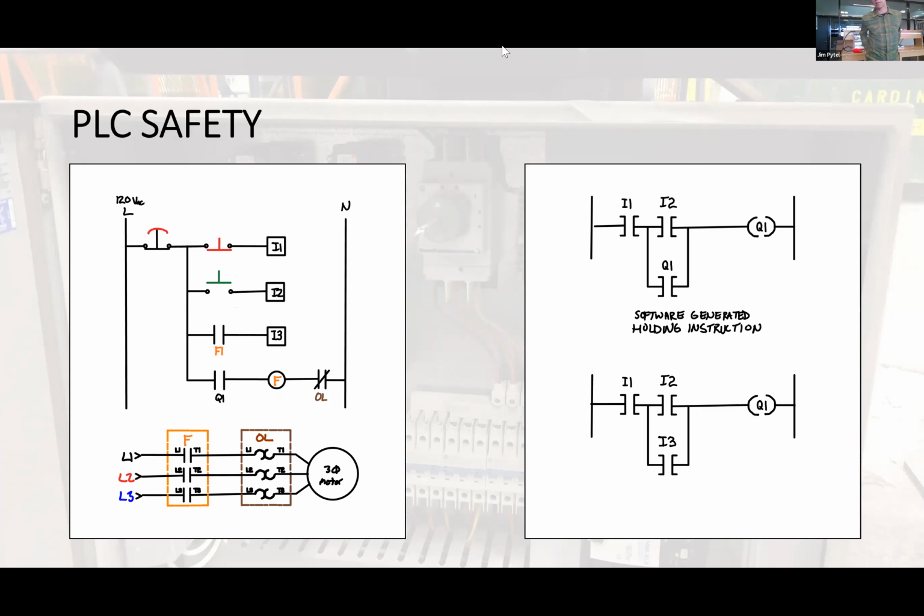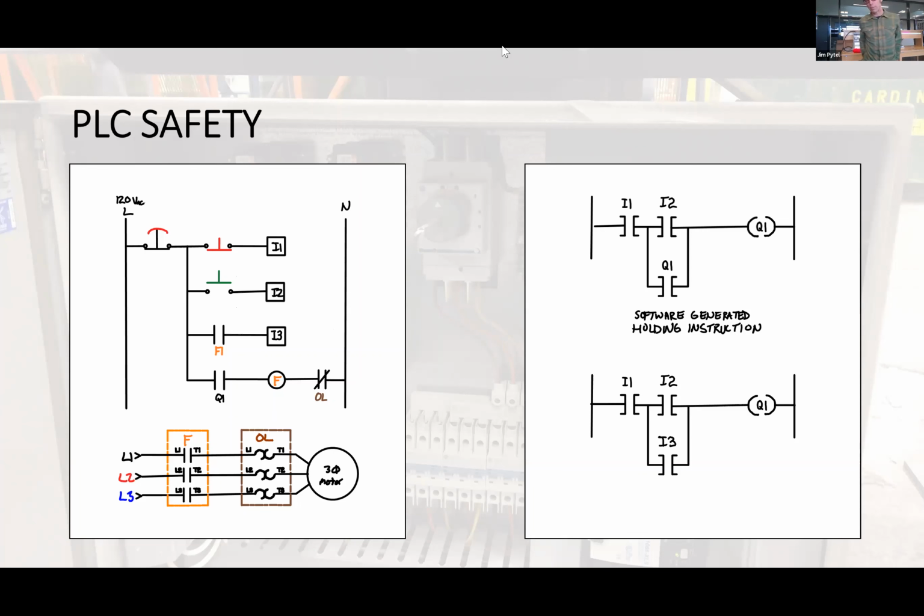The third point I like to make about that diagram on the left is the normally closed overload contact on the far right-hand side in series with the F contactor coil. You must wire the overload contact in series with the F contactor. The reason is this: the overload has the last say whether the F contactor coil is energized or not. Even if the Q1 output of the PLC is closed, if that overload is open, the F contactor coil will not be energized and the F contactor will not close.